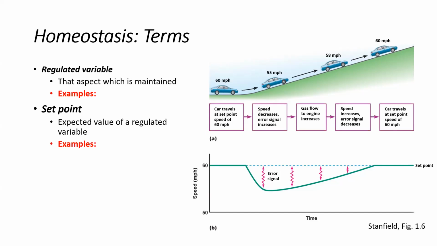Another important term is the set point. And this is the expected value of said regulated variable. So if we were speaking about blood pH, the set point would be around 7.35 to 7.45. If we're speaking about blood pressure, that should be around 120 to 130 over 80 to 90. If we're speaking about body temperature, we talked about 37 degrees Celsius. If we're speaking about blood sugar, that should be around 100 milligrams per deciliter. So these are the values that these variables should be maintained at, okay?